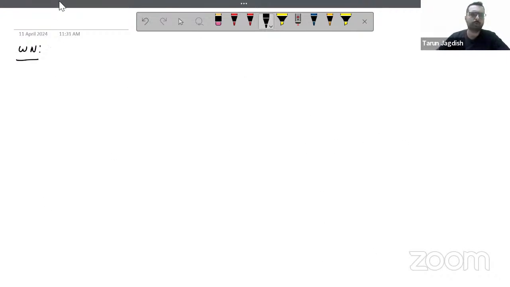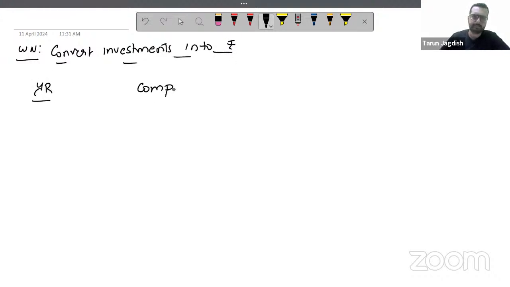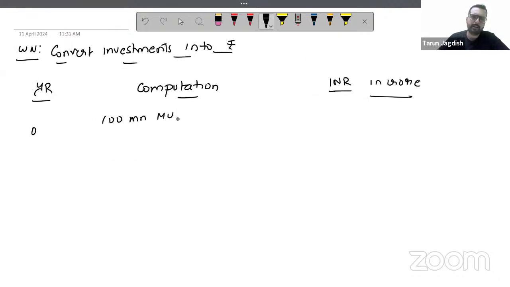Okay. So now what I'll do is I will just convert the investments into rupee. I'll write year, computation, INR. Friends, in this question, INR, they're doing it in crore. So year 0, how much is my investment that is coming over here? 100 million MUR into 1.88. But this I'll have to divide by 10. Why divide by 10? 10 million is 1 crore. So 100 into 1.88 divided by 10, I will get 18.80 crore for the first one.